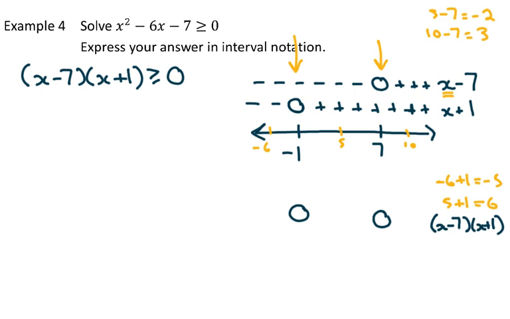This now has 3 sections, a left, a middle, and the right. On the left here, we have a negative times a negative. And negative times a negative is a positive. In the middle, we have a negative times a positive. That is a negative. And on the right, we have a positive times a positive, which is a positive.